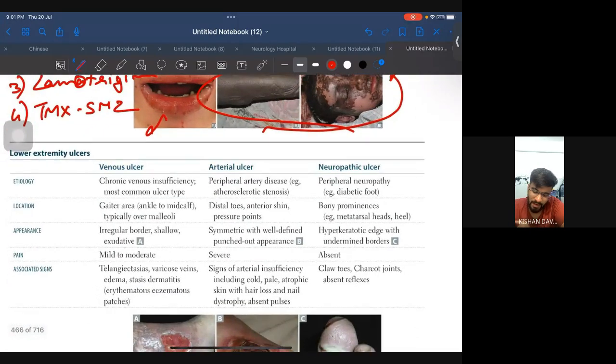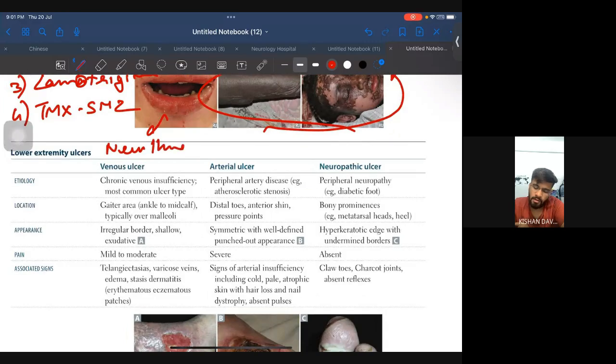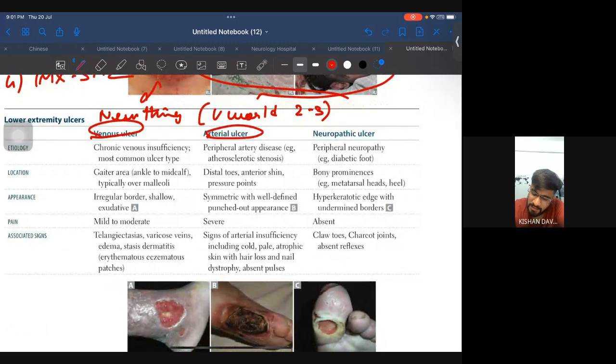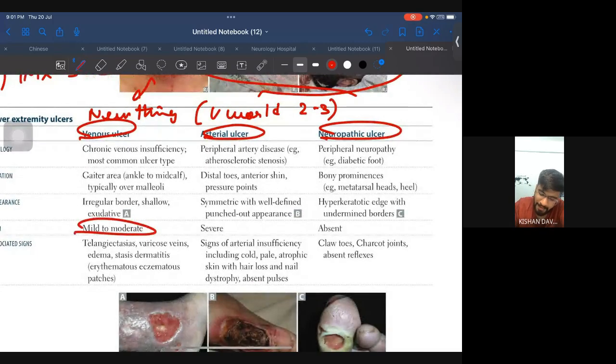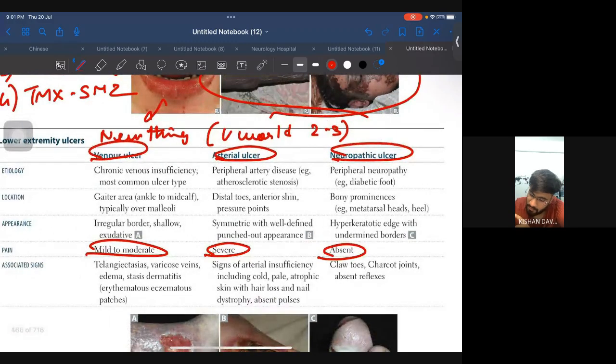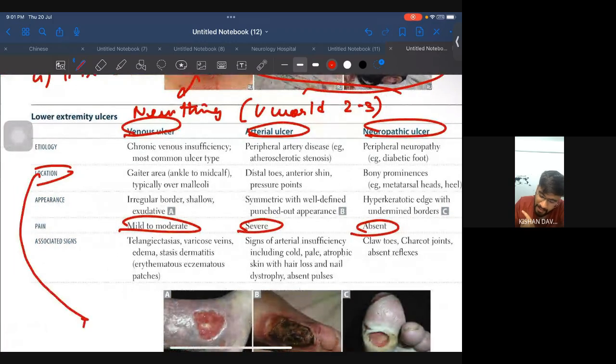Now this is a new thing that they have added here. It wasn't there in the old edition, but you will have 2-3 questions, and so the publisher decided to add venous ulcer, arterial ulcer, neuropathic ulcer. The main difference that you need to remember here is, first, pain: mild to moderate, severe, and absent. Second is where this occurs, because based on the location you can easily diagnose it. Okay, this is going to be very difficult in the exam, and so based on the location you will be able to do it.